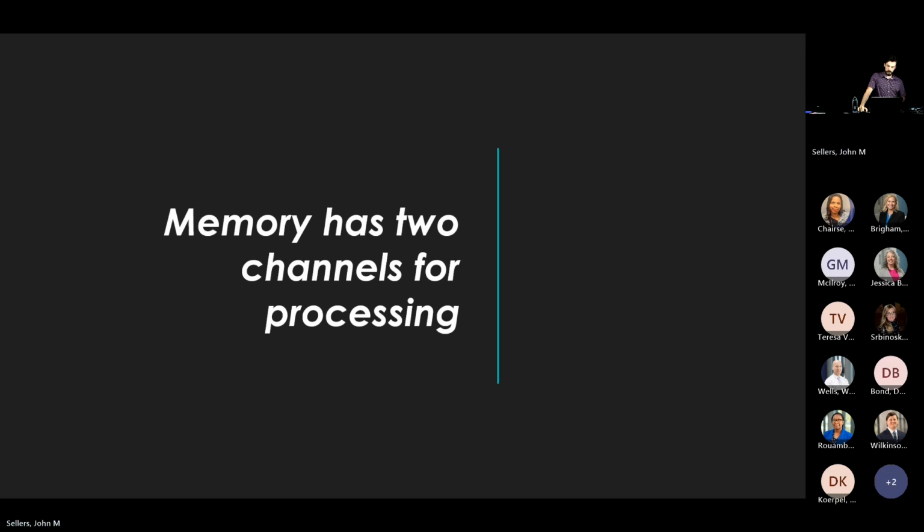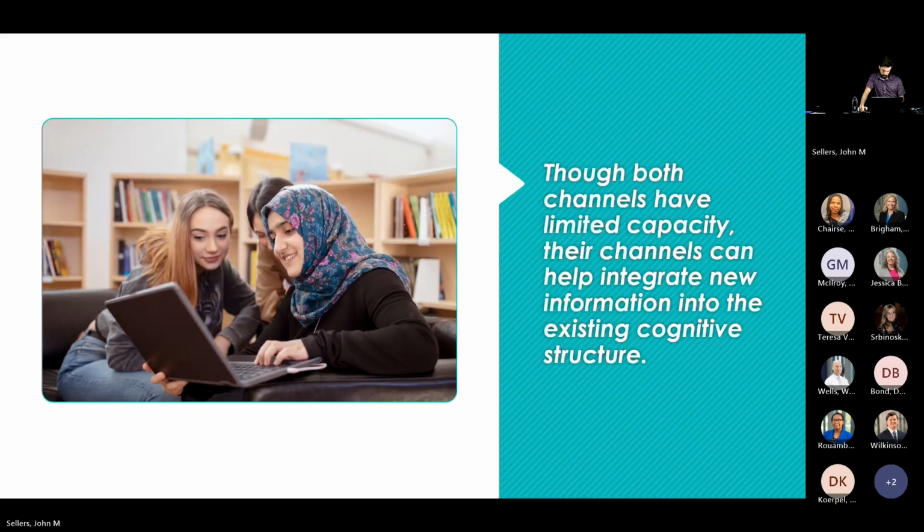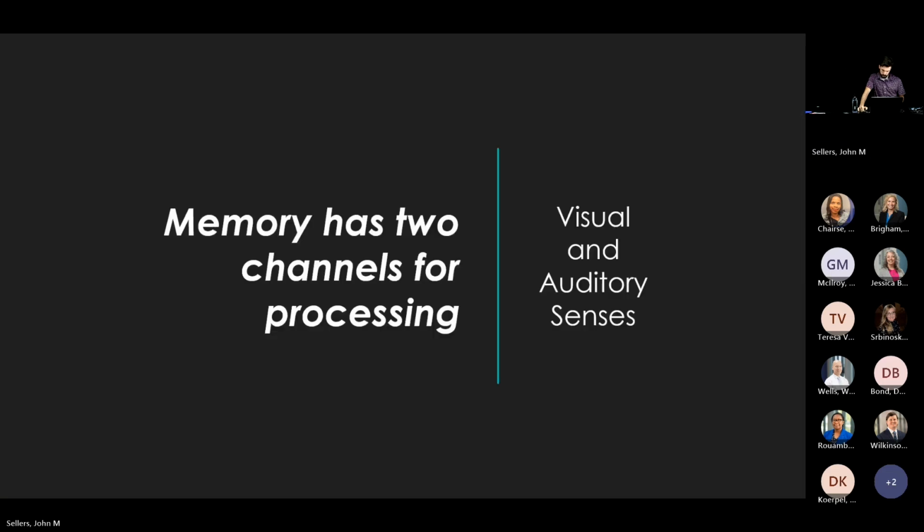So something to remember is that memory has 2 primary channels for processing. This is pretty straightforward. The first one is visual, and the second one is auditory senses.